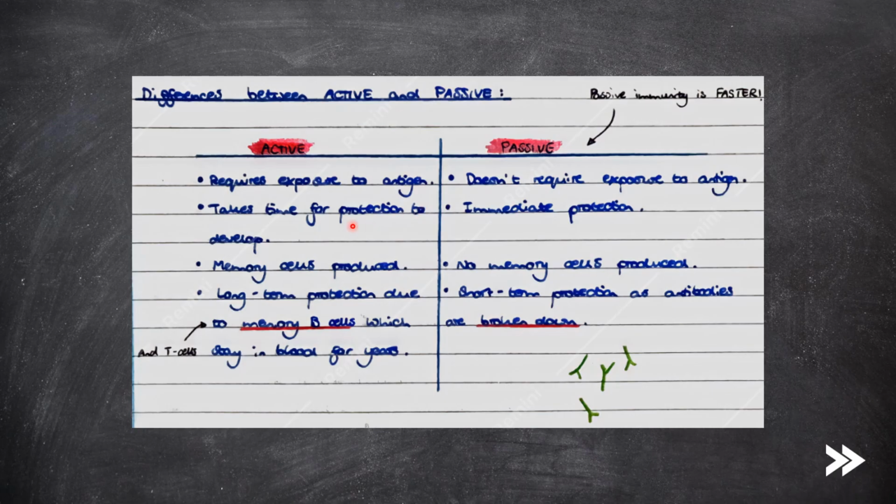In active immunity, memory cells are produced, and because of this, we have long-term protection due to these memory B and T cells, which stay in the blood for years. Whereas in passive immunity, no memory cells are produced, and we only have short-term protection as the antibodies are broken down shortly after.